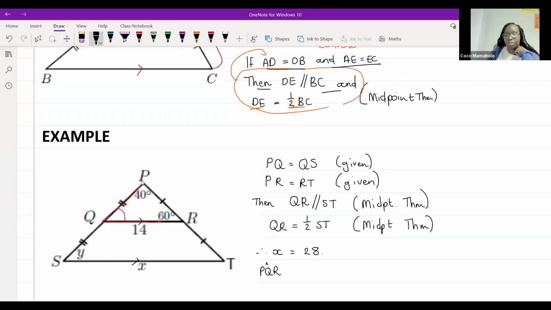Good. Angle PQR is equal to 80 degrees, and our reason is the interior angles of a triangle. And then I can therefore say, therefore, y is equal to 80 degrees. And our reason there is? Yes, corresponding angles, beautiful.